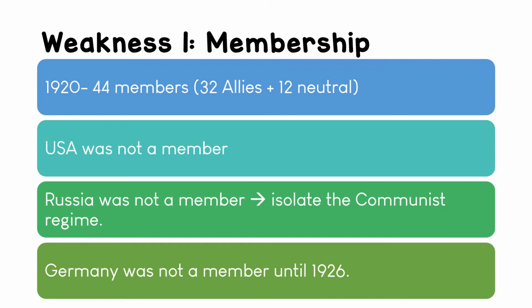The United States was not a member. The United States never joined the League of Nations. It did not ratify the covenant of the League of Nations, and we'll talk more about this as well in a minute. Then Russia was not a member either. This was a decision that sought to isolate the communist regime. So remember that Russia had gone through a revolution during the First World War, it became a communist country, and so this was an attempt to isolate the communists. And Germany was not allowed to become a member until 1926.